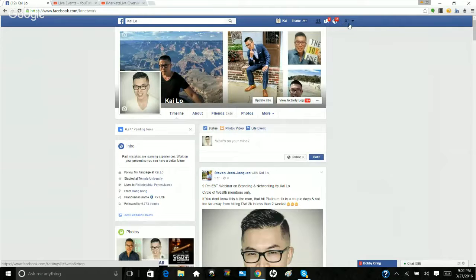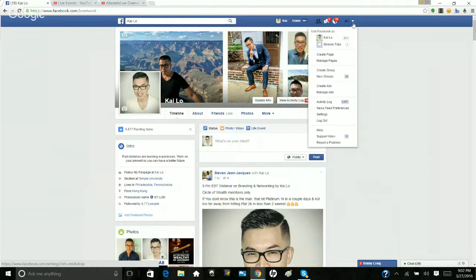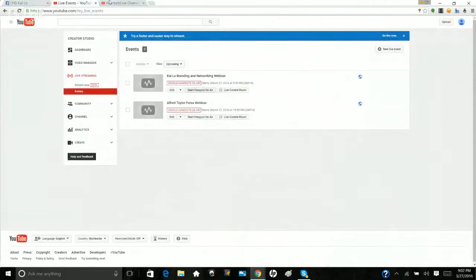Make sure your profile is public. It defaults to friends only. So when you're dealing with people online, especially strangers, they look at your content. If they can't see your content, they don't know who you are or what type of person you are and what it is that you do. So you want to make sure your profile is always on public.